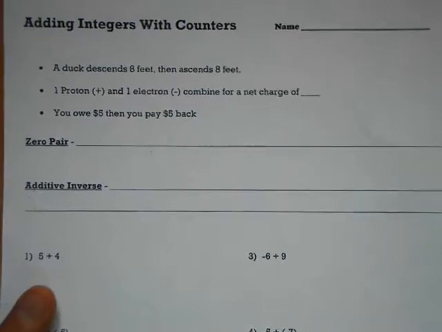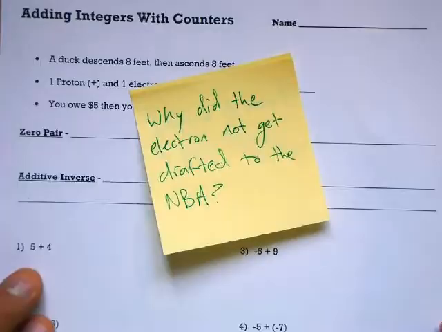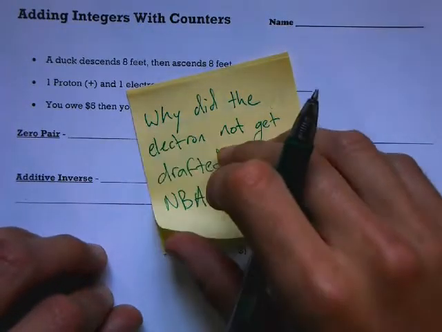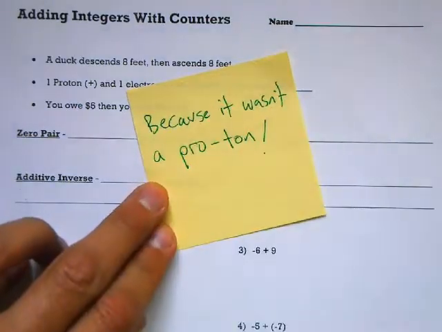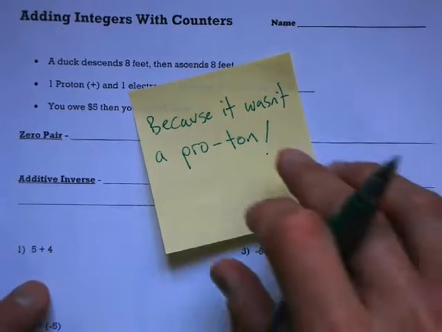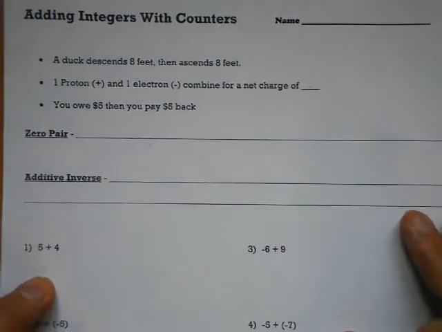Before we get started, let's have a science joke. Why did the electron not get drafted to the NBA? Ready for it? Because it wasn't a proton. All right, it's kind of relevant, you'll see.